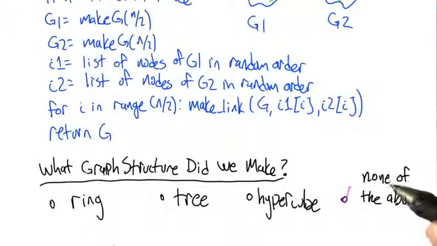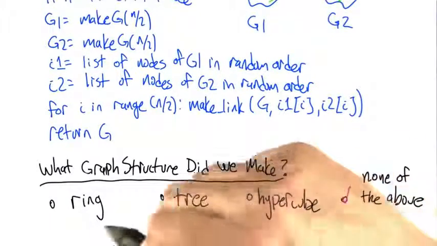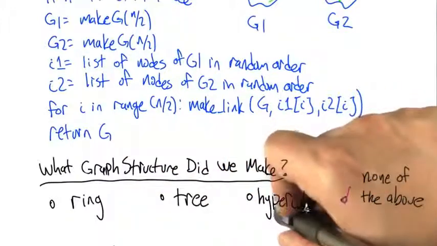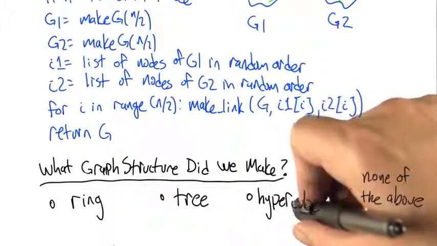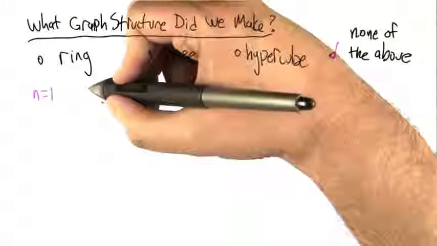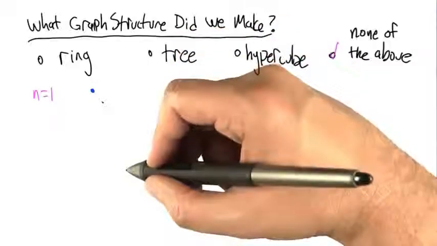The answer turns out to be none of these, but if you thought ring, that was true for a little while, and if you thought hypercube, that was true pretty much for the same amount of time. And I actually thought the answer was hypercube until I drew out a picture and discovered that it wasn't. So here's why. Again, in the case where n equals 1, it's just a single node.